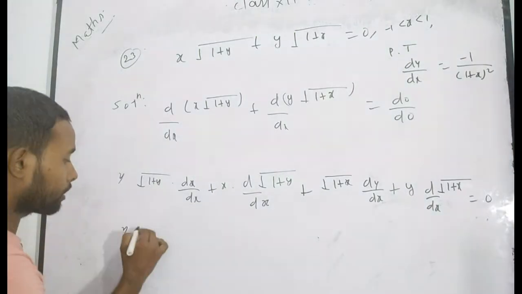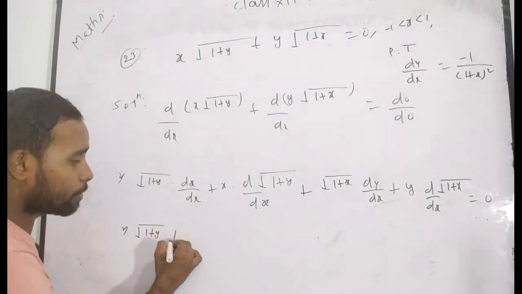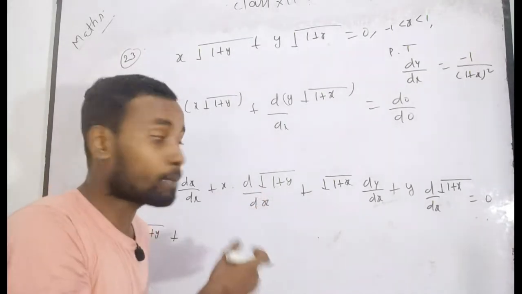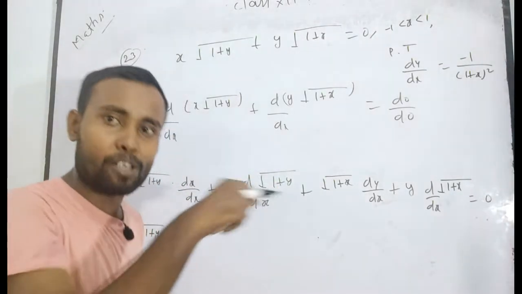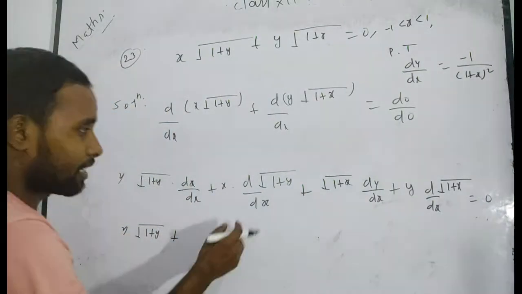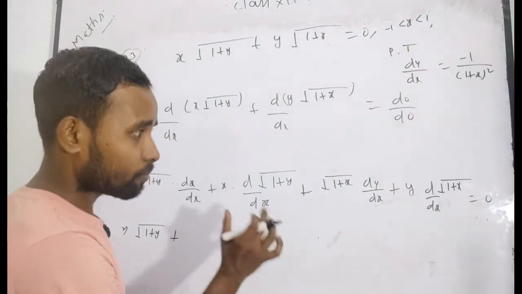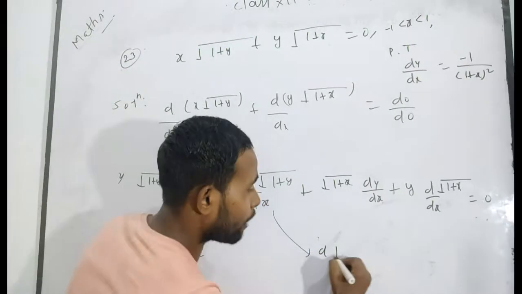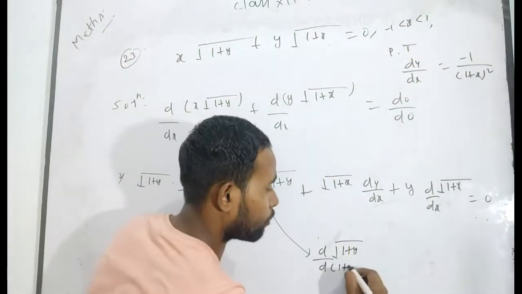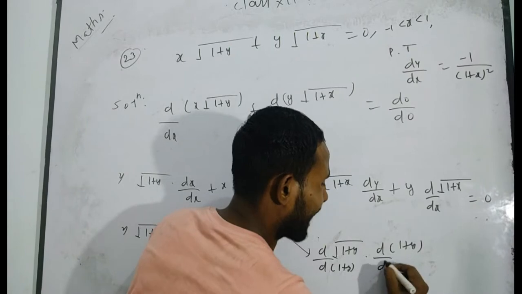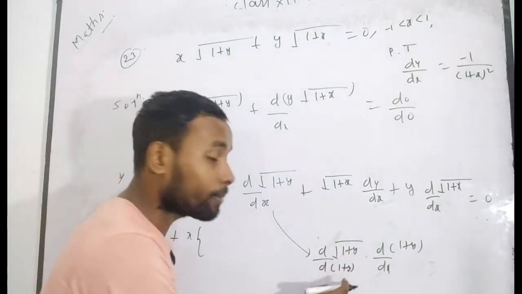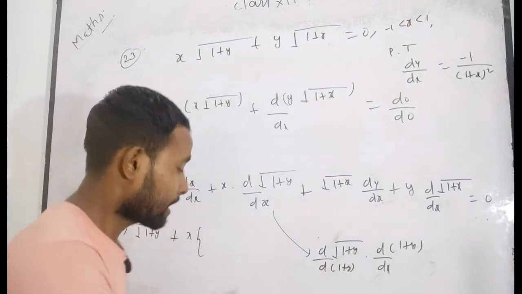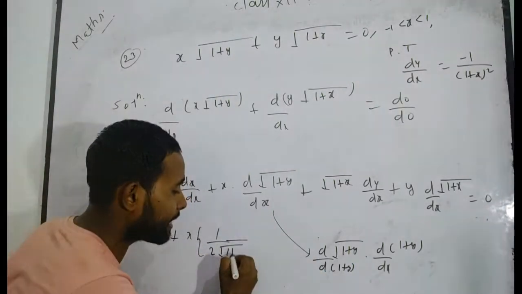Now, as you know, this is root under 1 plus y, and the derivative of x with respect to x will be 1. Now here, the derivative of root under 1 plus y with respect to x you cannot find directly. So firstly you have to find the derivative of root under 1 plus y with respect to 1 plus y, then differentiate 1 plus y with respect to x. I want to write it shortly here, as there is no space. Suppose this is root p, that means the derivative of root p with respect to p is 1 upon 2 root p, where p is equal to 1 plus y.